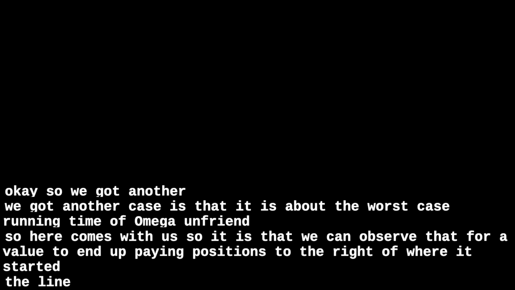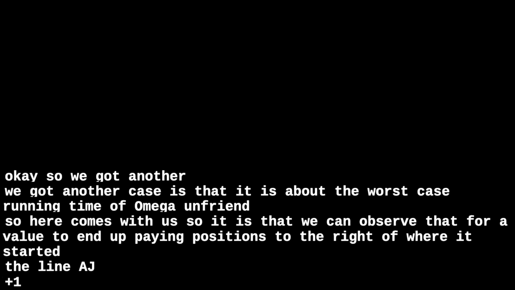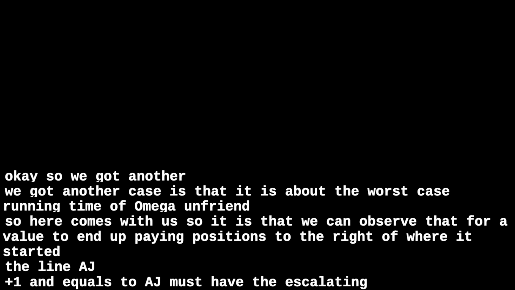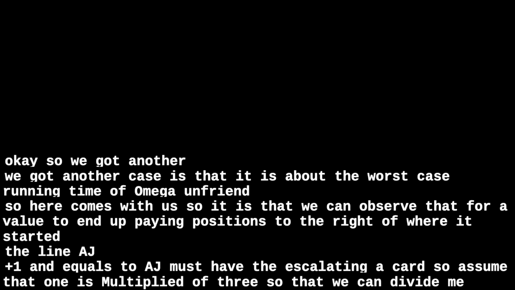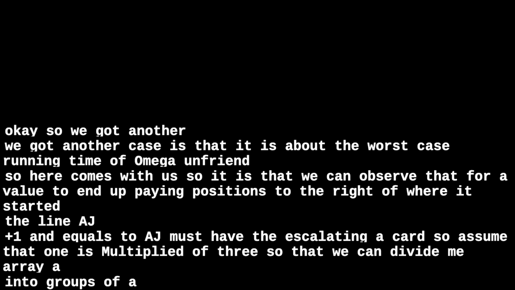Okay, so another case is the worst case running time of omega of n squared. We can observe that for a value to end up k positions to the right of where it started, the line A of j plus 1 equals A of j must have been executed k times. So assume that n is a multiple of 3, so that we can divide the array A into groups of n over 3 positions.